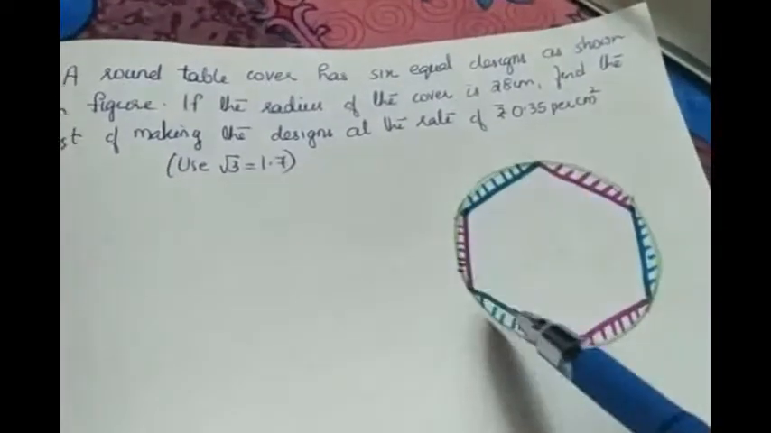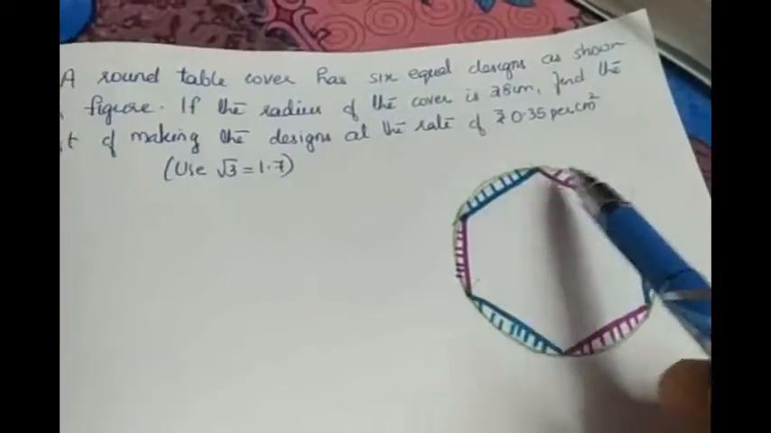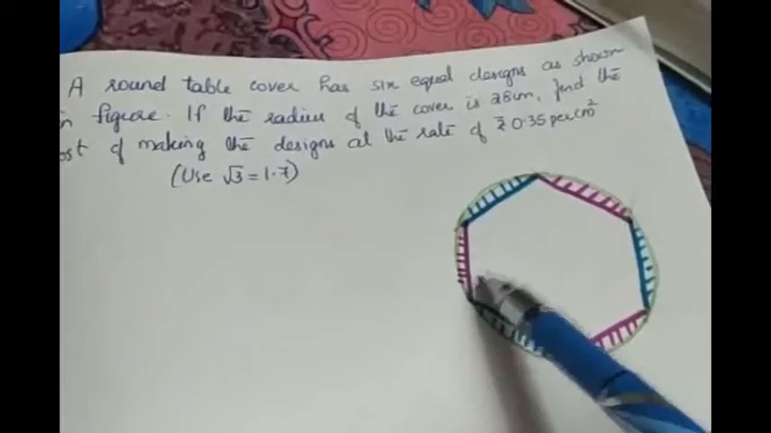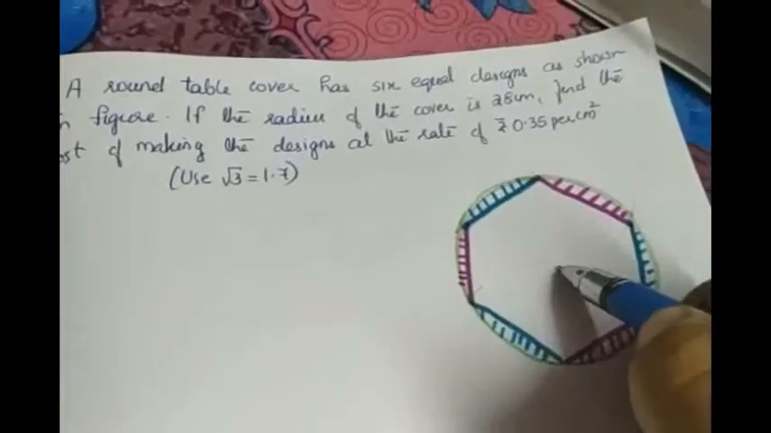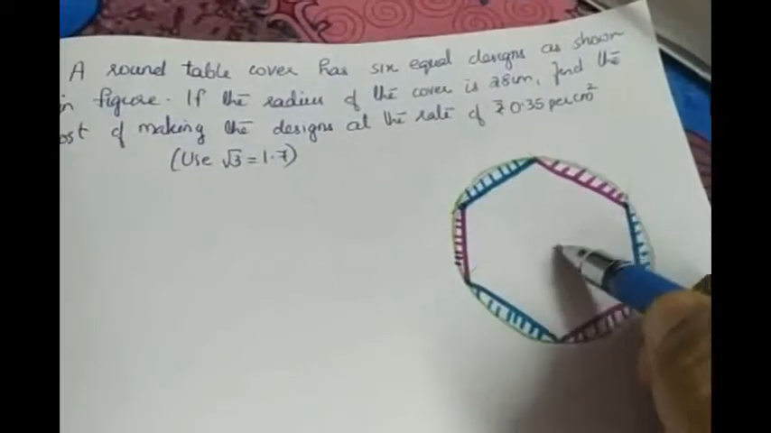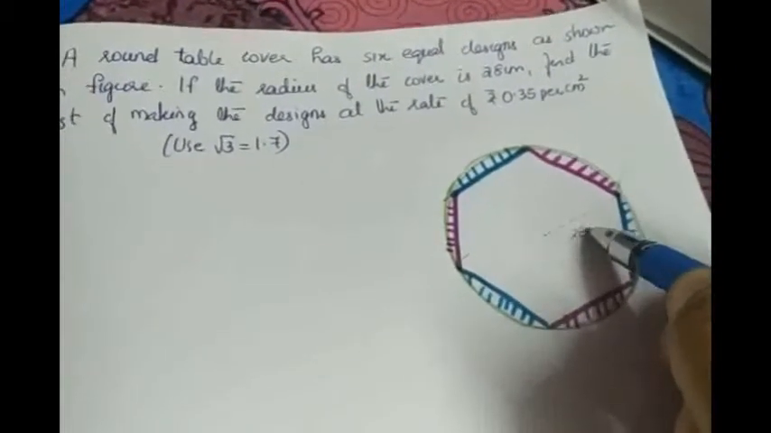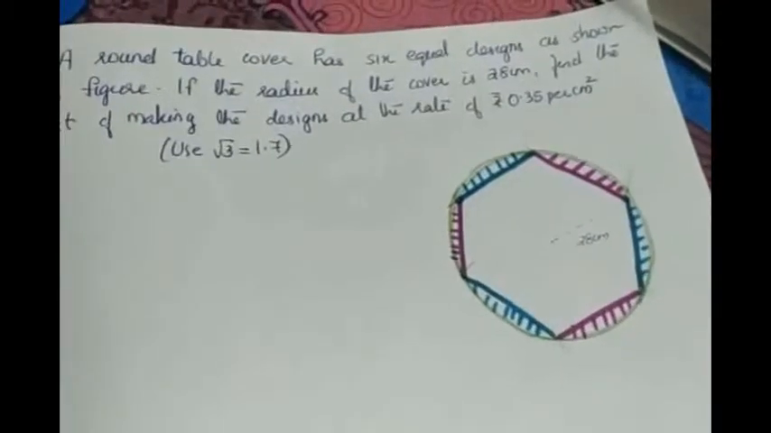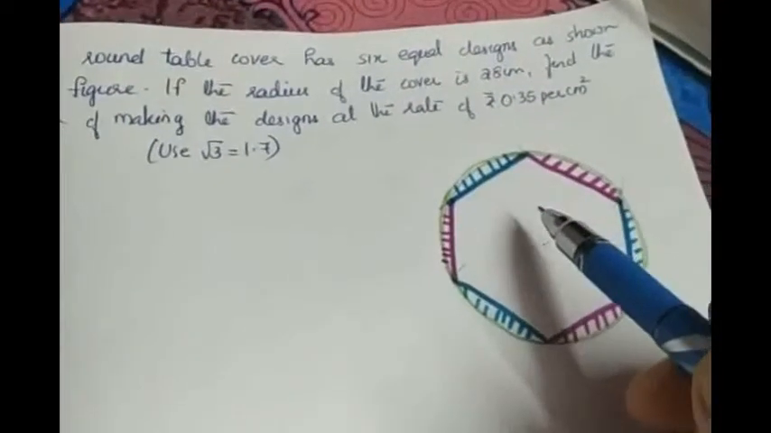So it's a round table cover and it has 6 equal designs. And the radius of the cover, from the center, the length of this line, is given as 28 centimeter. Radius is given as 28 centimeter. We have to find the cost of making the design.